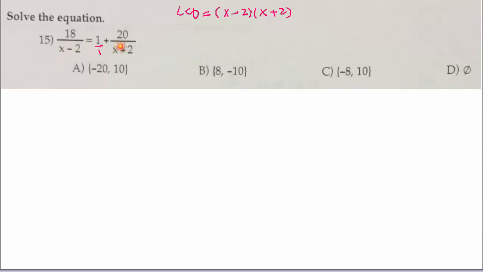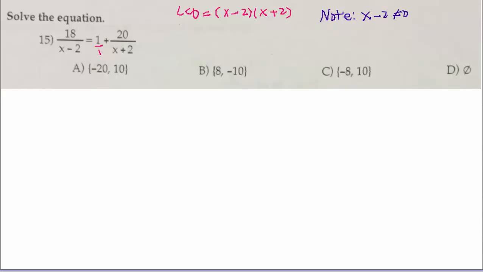But before we do that, we have to make a note of some restrictions. For what value of x would this fraction be undefined? Anybody? Somebody says 2. That's right. We're going to make a little note here. We cannot have x minus 2 be equal to 0. In other words, x cannot be equal to 2. Always make a little note here.